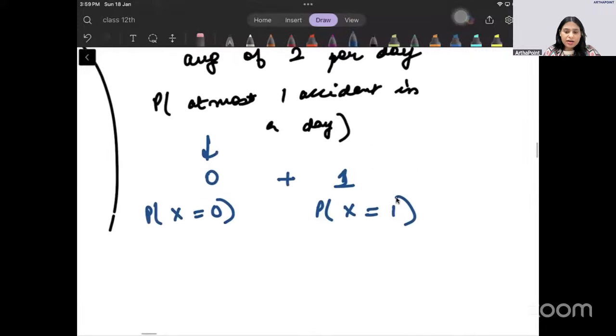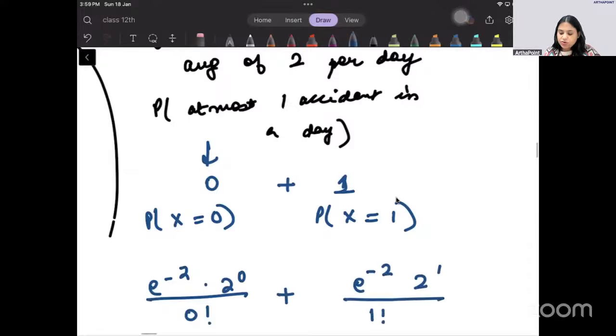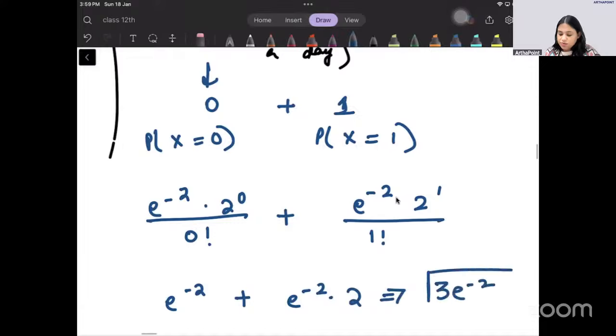What does x zero mean? e to the power minus lambda, lambda to the power x by x factorial. So e to the power minus 2 plus e to the power minus 2 into 2, that means 3e to the power minus 2. Done. This is the answer. Rest everything is incorrect.